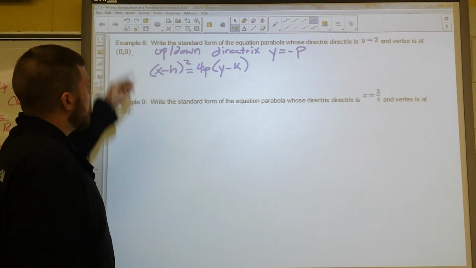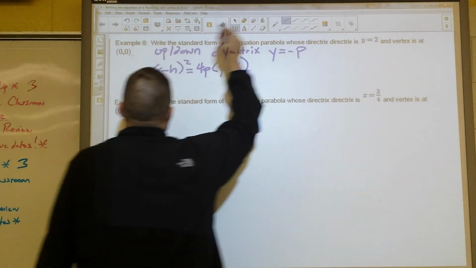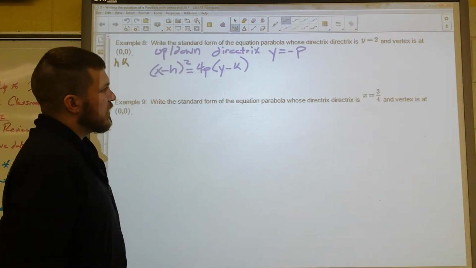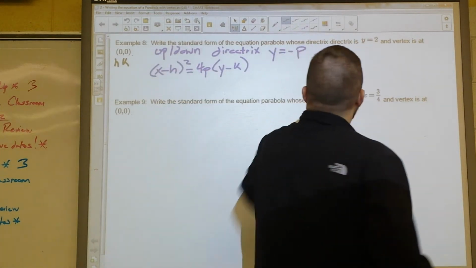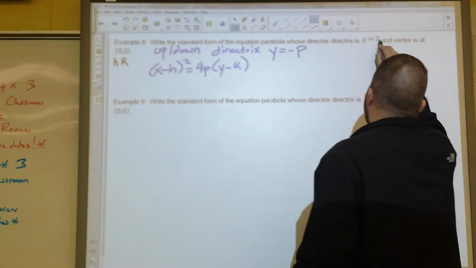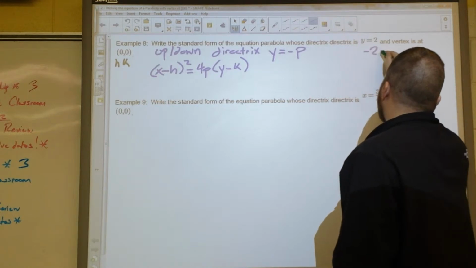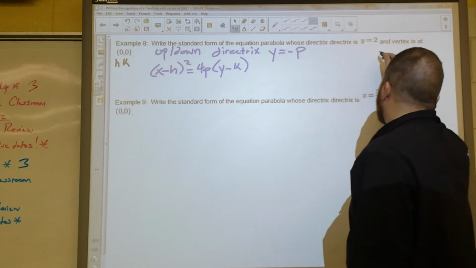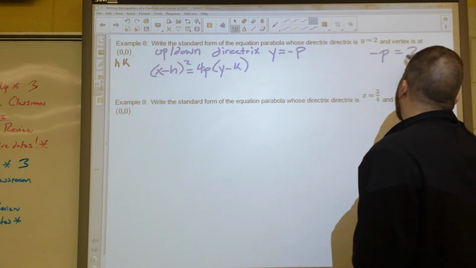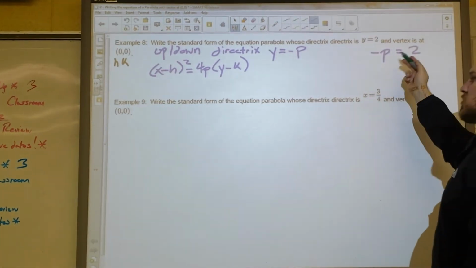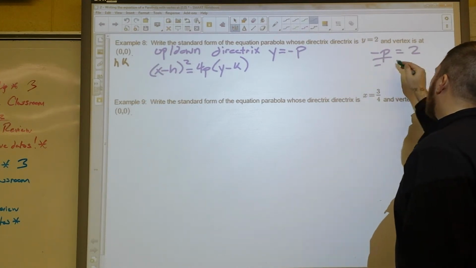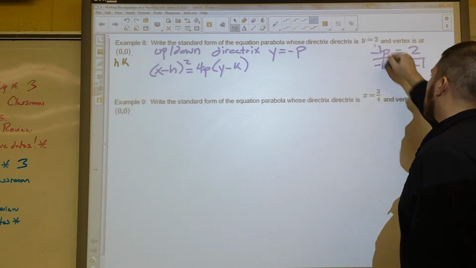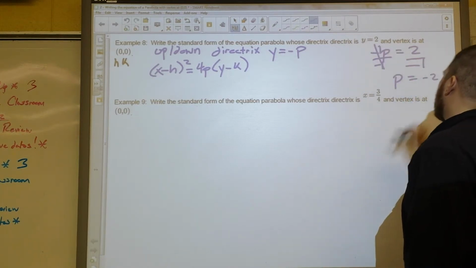We know that the vertex is at (0, 0) for each of these parabolas, so that means I already have h and k. It's always alphabetical order. What I need to figure out is p, so I'm going to match up my rule. Negative p has to match up with negative 2. Let's write it correctly. I need to get p by itself, so I'm just going to divide by negative 1, so they cancel out, so p = -2.